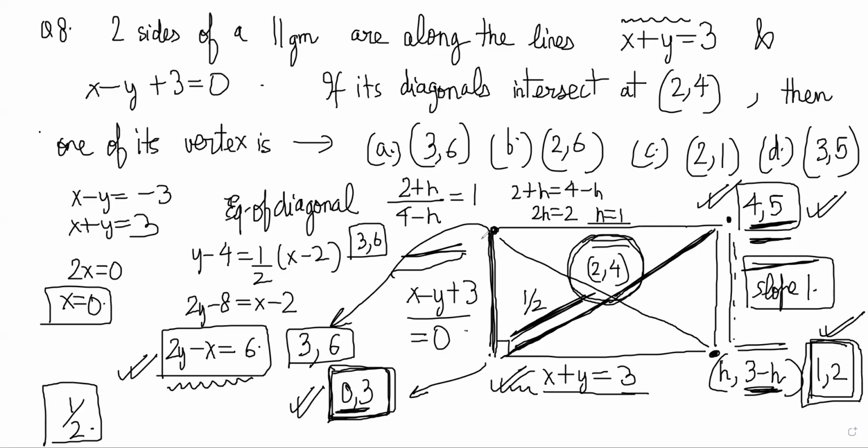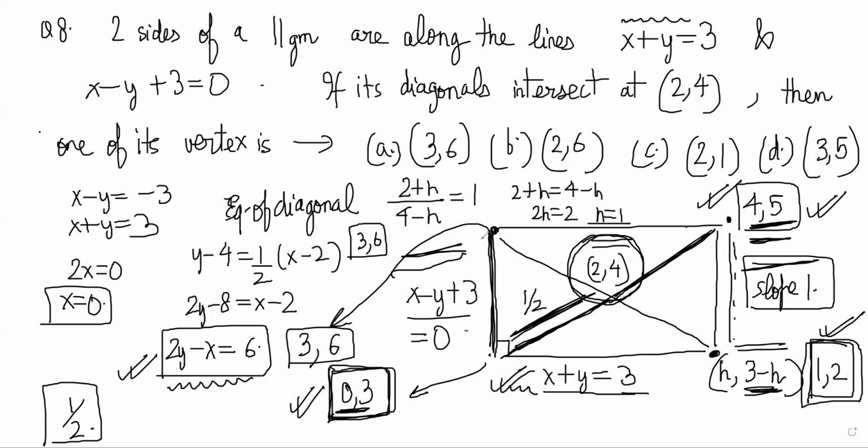So remember what we did here. The method is important. We have come up with a method. 2 line equations were given. These 2 line equations were perpendicular to each other. We intersected them and found the first vertex. Then we took one of the other vertices as h, 3 minus h because it lies on the line x plus y is equal to 3. Then because the diagonal was given, the diagonal has the midpoint, so we know the opposite vertex immediately.